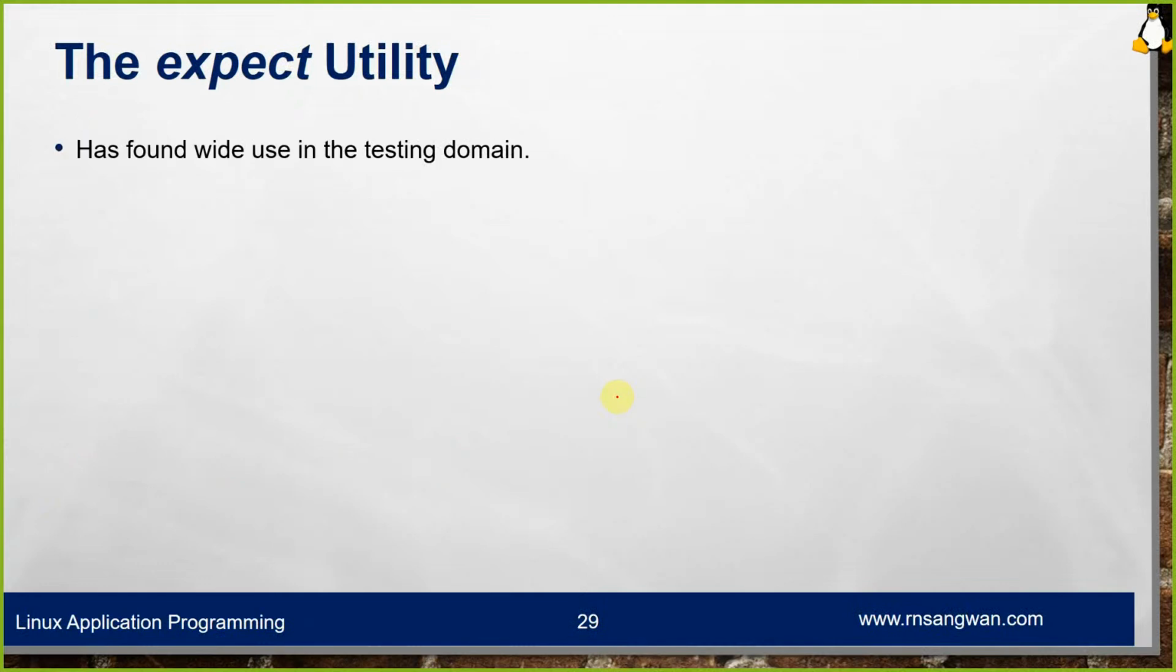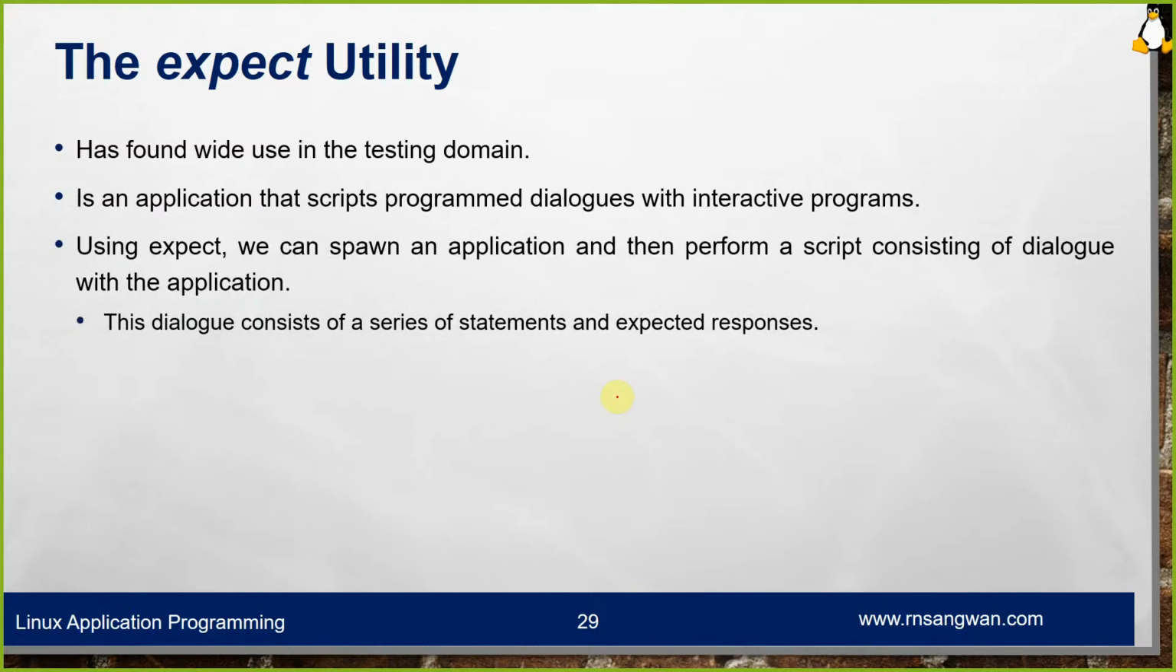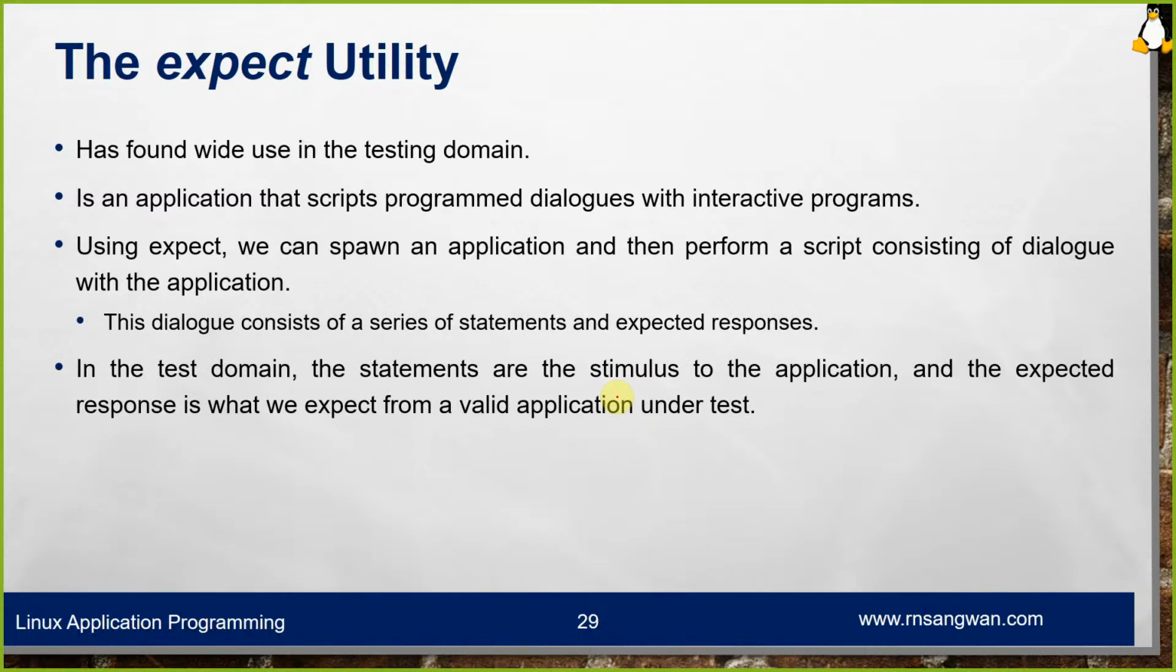Then we have the expect utility. This has found wide use in the testing domain. It is an application that scripts programmed dialogues with interactive programs. Using expect, we can spawn an application and then perform a script consisting of dialogue with the application. This dialogue consists of a series of statements and expected responses. In the test domain, the statements are stimulus to the application, and the expected response is what we expect from a valid application under test.